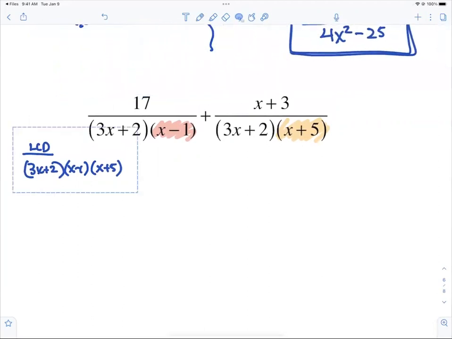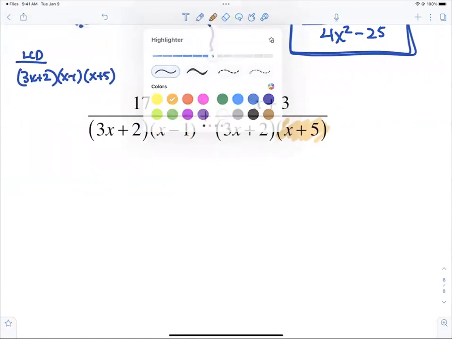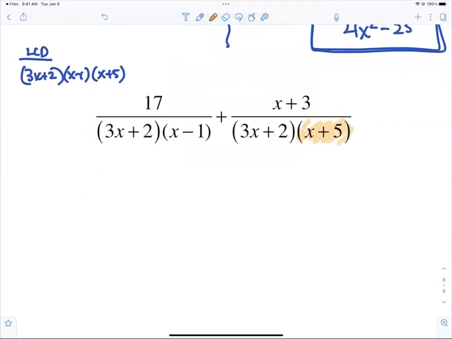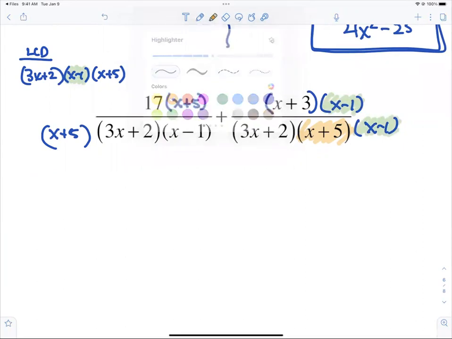Let's move that out of the way. Move this up here. Okay, there's my least common denominator. The first ratio needs to pick up that factor of x plus 5, and I'm going to fill that in the numerator. And the second ratio needs to pick up x minus 1. Let me highlight these. So here we go, this is green: x minus 1, the additional factor of x minus 1. And then x plus 5, the additional factor of x plus 5 right here.